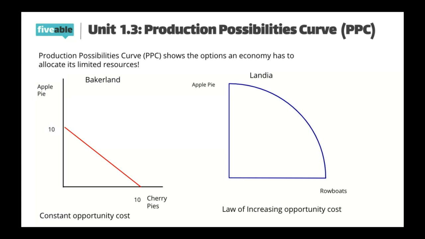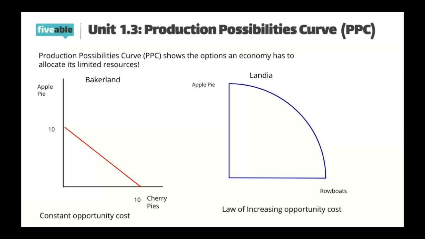There are two types of production possibilities curve, and we have to make some assumptions. We have to assume that this country is only going to be making two products. In this case, we've got apple pies and cherry pies for Bakerland. They can make 10 apple pies, or they can make 10 cherry pies. They could also make 5 apple pies and 5 cherry pies, something in the middle. As long as they're on the line, they are being efficient.